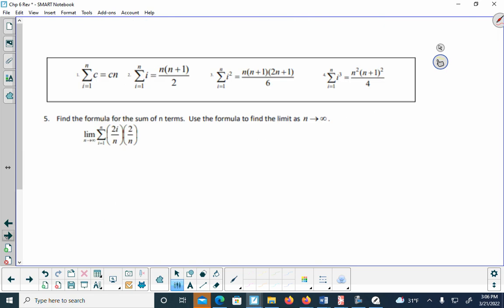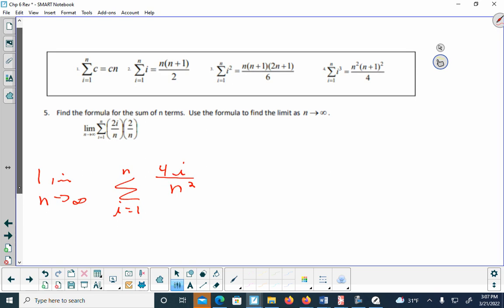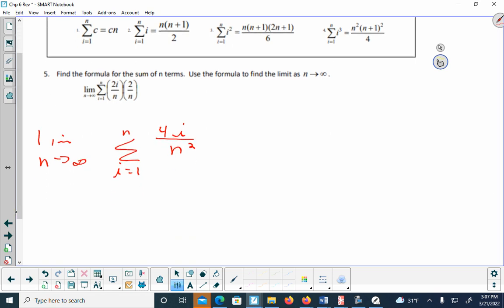So this one says find the formula for the sum of n terms, then use the formula as n approaches infinity. So they give me that formula right there. So I'm taking the limit as n approaches infinity of the sum from i equals 1 to n. And then I'm going to multiply this to make 4i over n squared. I just multiply these two terms together. Now what I'm going to do is anything that does not have an i, I'm going to bring out in front of the sigma. So I'm going to have 4 over n squared, and then sigma i equals 1 to n, and then i.